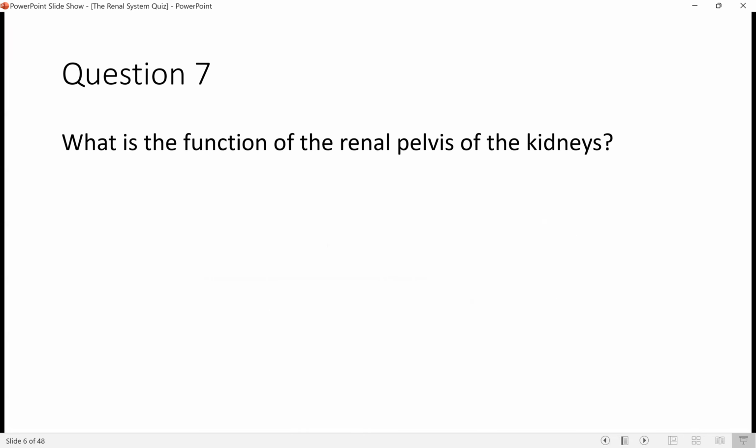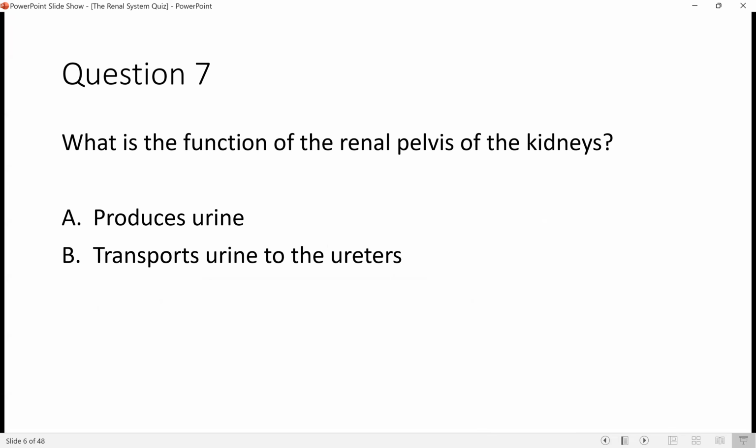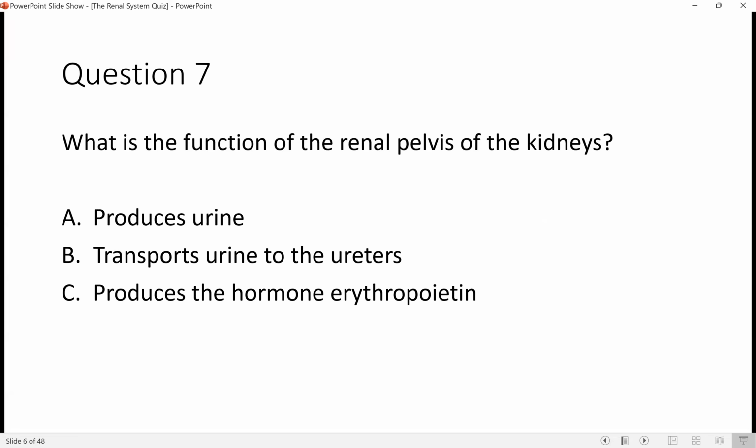Question 7, what is the function of the renal pelvis of the kidneys? Does it produce urine, transport urine to the ureters, produce the hormone erythropoietin, process metabolic waste?